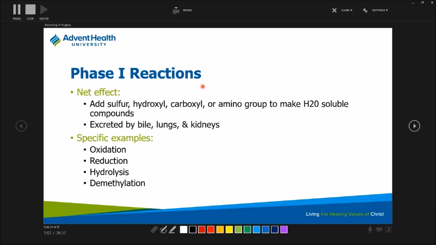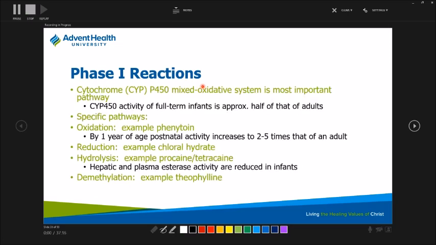2C9 is a big one. It's a big one for warfarin. 2D6 is a big one, especially for psych meds and beta blockers and things like that. 2C19 is another big one. Yeah, so those are some of the common ones. But obviously, if you did not remember any of them but one, when you left here, 3A4 is the one I would want you to remember, right? Because it's the most common thing you're going to run into.